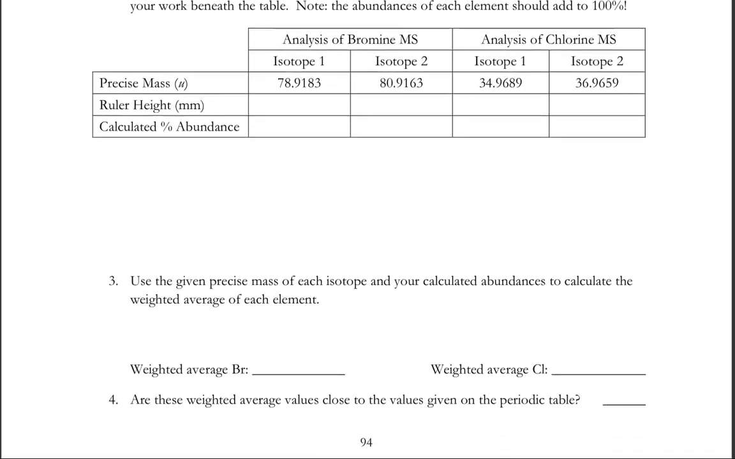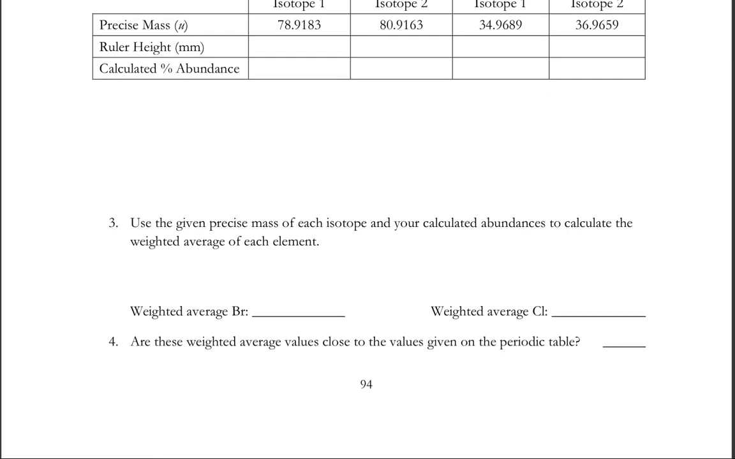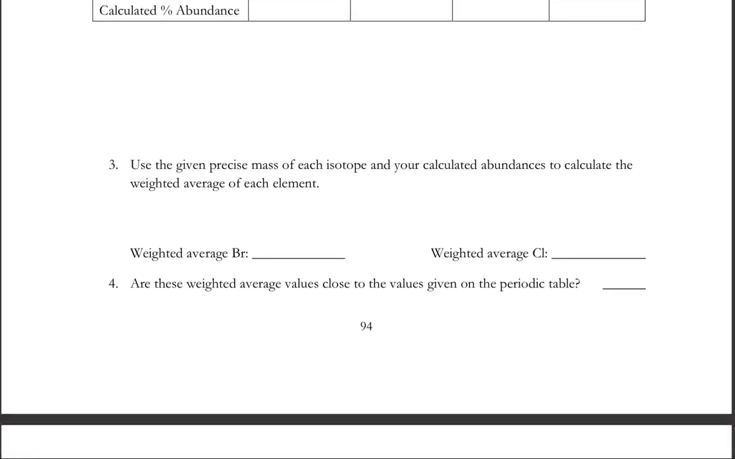Okay, and then you're figuring out the weighted average mass. You're using the precise masses. We're using the calculated percent abundances, and you're calculating the weighted average mass of bromine, the weighted average mass of chlorine. And those should be very close to what you find on the periodic table.